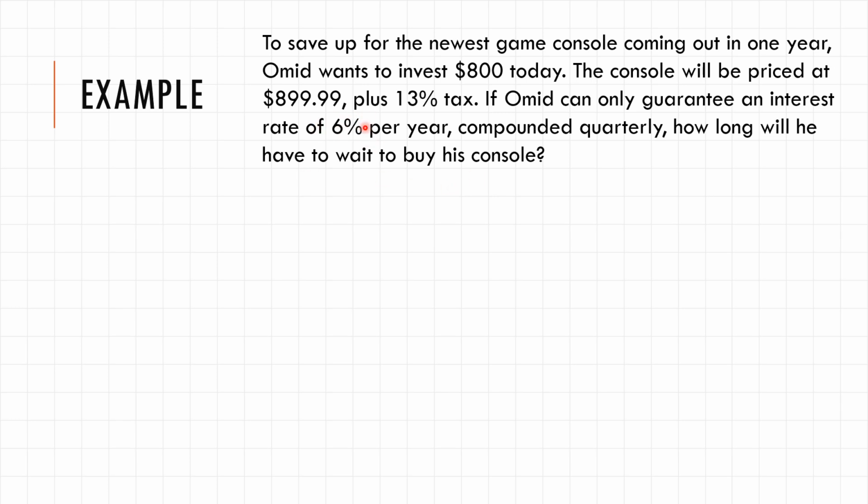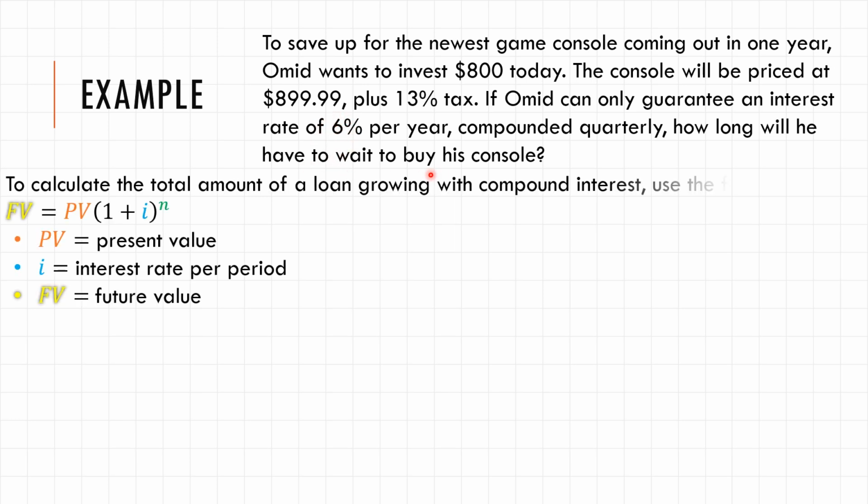It's not going to grow fast enough to give him the money in 1 year, right? 6% is growing much slower than 27%. So how much longer will he have to wait? Well, we're going to use the same formula, right? We know that the PV is the present value. That's $800. I is the interest rate per period, so it's not 6% per year. Sorry, that is the present value today.